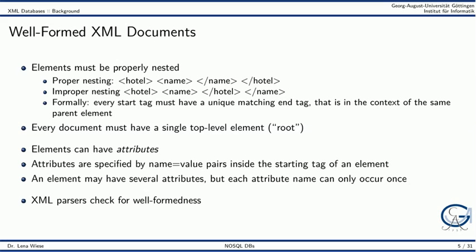In addition, elements can have attributes that are specified by name-value pairs inside the starting tag of the element. While an element may have several attributes, a further requirement for well-formedness is that each attribute name can only occur once inside one element. So-called XML parsers check for well-formedness.